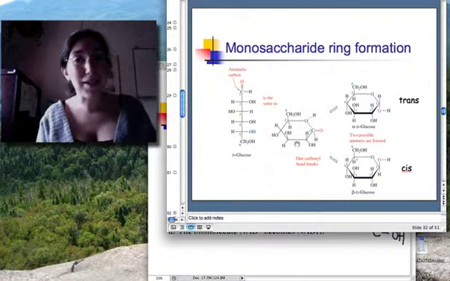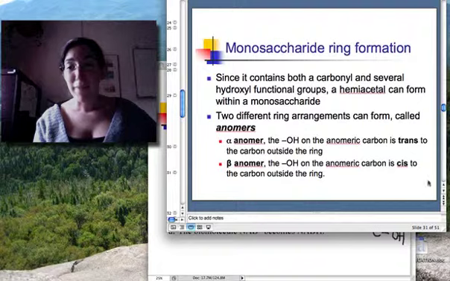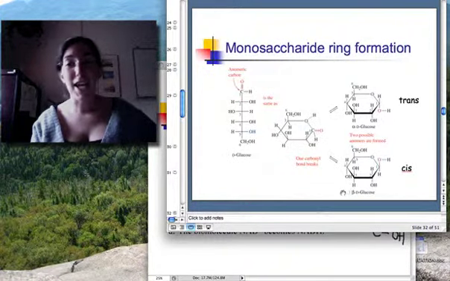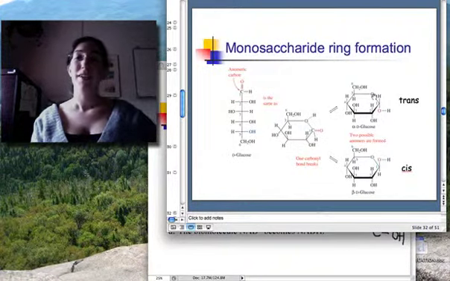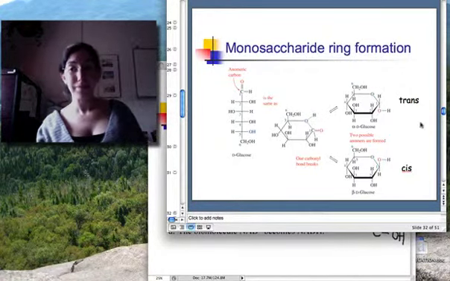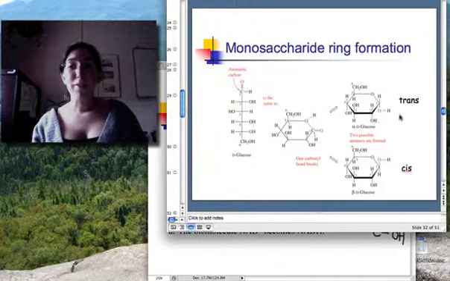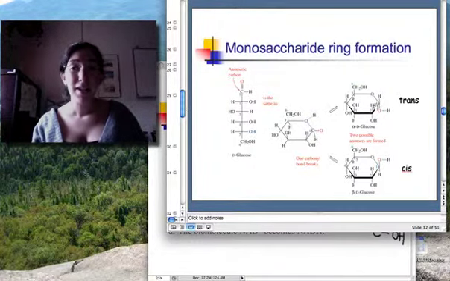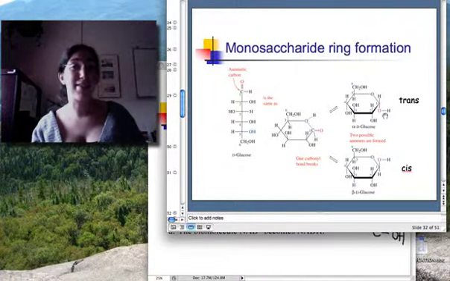So what this means is that there's 2 different ring arrangements that can happen, and these 2 different ring arrangements are called anomers. It's another sort of, we have isomer, stereoisomer, and enantiomer. Now we have another mer, and these are referred to as anomers. Okay? If that OH group ends up on the bottom, and the carbon number 6 is on the top, then you have a trans anomer. Okay? And we call this one the alpha anomer.